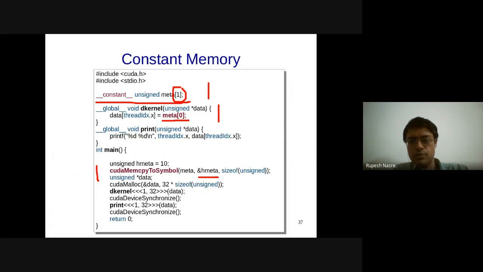How do we assign numbers to meta if it has size greater than 1? You can write an array completely using CUDA memcpy to symbol. Just give that much size here and it will copy all the elements there. Alternatively, you can do a CUDA memcpy to symbol one by one also. That is okay too. So you can do a CUDA memcpy to symbol for multiple elements, not a problem. Can we keep it as a variable size array? No, that is not possible.